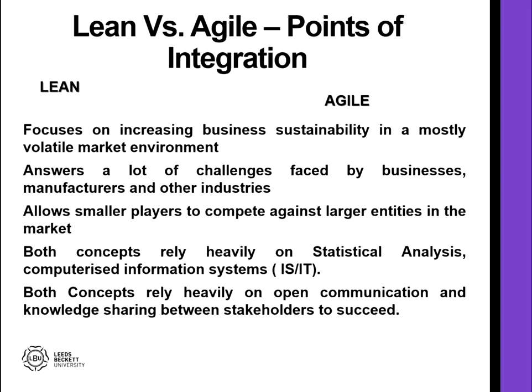So that is a very brief introduction to Lean and Agile. It's all about looking at how you produce something. It doesn't have to be manufacturing. It could be within the office. So if you're a design office, having appropriate file naming conventions within a company is a requirement.